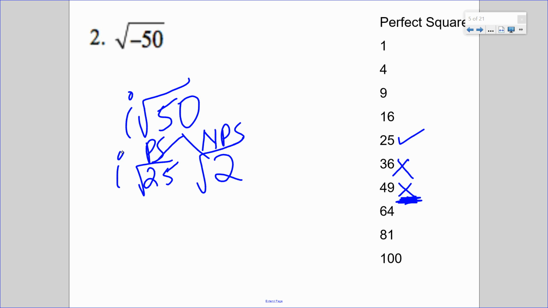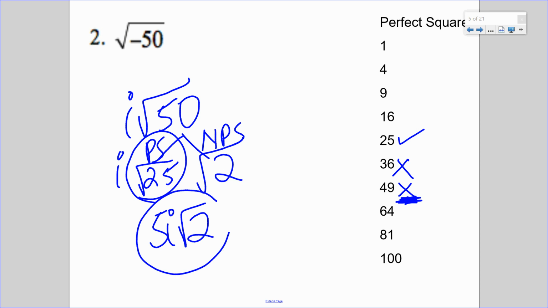Next step in reducing a radical, take the square root of the perfect square. The square root of 25 is 5, so it becomes 5i. And the non-perfect square comes down. And that's my answer. To get rid of the negative, bring it outside, make it an i. From there, it's the same thing you did back in Algebra 1 and geometry. You're going to break it down into perfect squares and non-perfect squares. It's helpful to have your perfect square list to refer to. And if you need to, you can use the calculator trick.